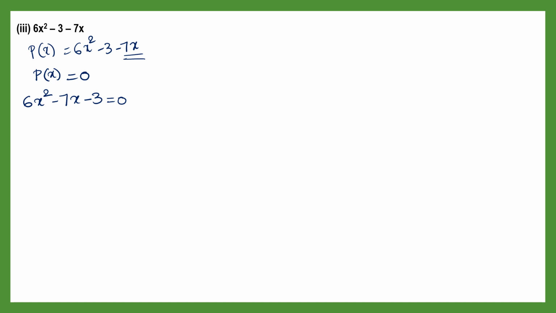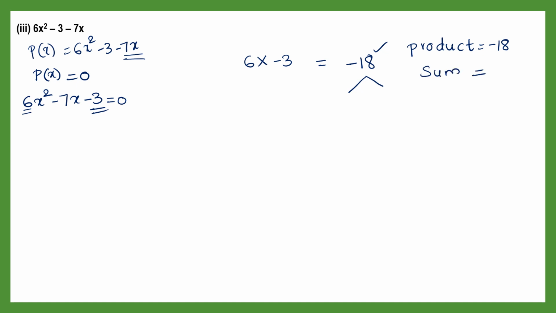This is a quadratic equation, so we'll use the splitting method. Coefficient of x square is 6. 6 into the constant term minus 3 gives minus 18. This minus 18 should be split into two numbers. The product of the two numbers should be minus 18, and the sum of the two numbers should be the coefficient of x, which is minus 7. Let's do that.